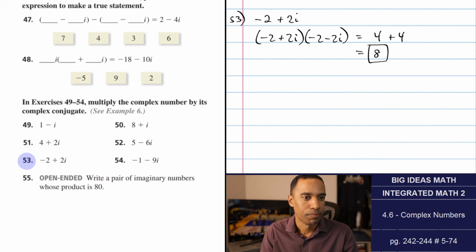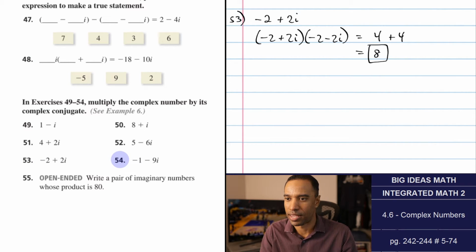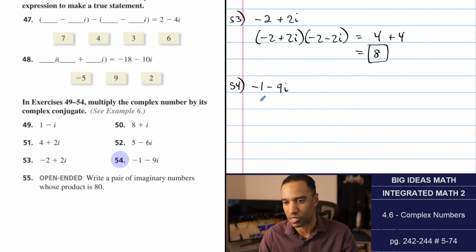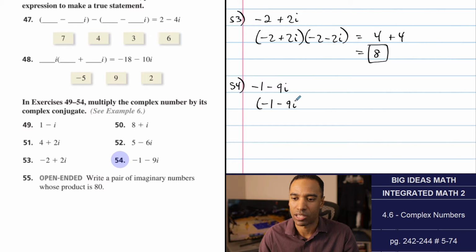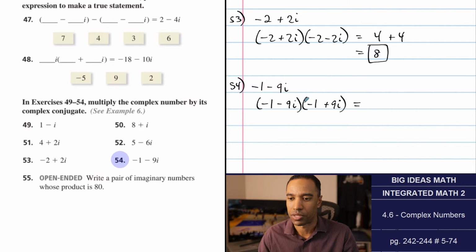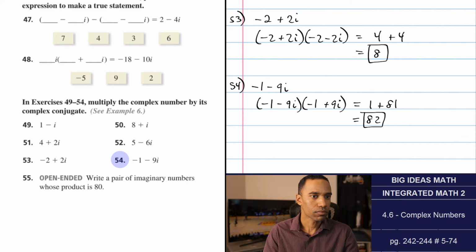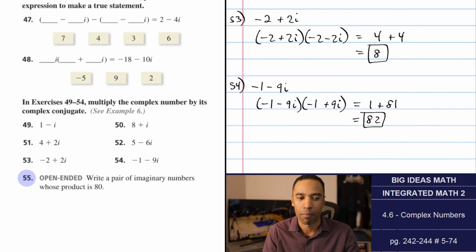And then number 54, negative 1 minus 9i. Again, it doesn't matter how many things are negatives. The fact that we turn one of them positive in the complex conjugate fashion means we're going to get the right things to cancel. So we're going to multiply negative 1 minus 9i with negative 1 plus 9i, like that. And then you're left with negative 1 squared, which is 1, plus 9 squared, 81, which is 82. Okay. Number 55, an open-ended question. Write a pair of imaginary numbers whose product is 80.